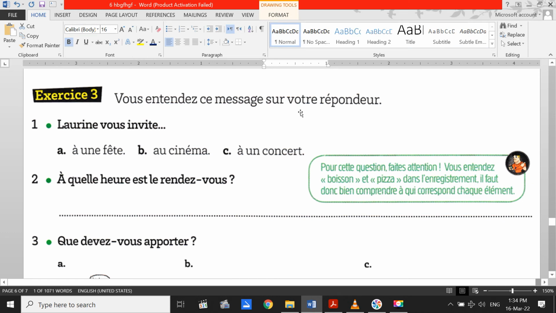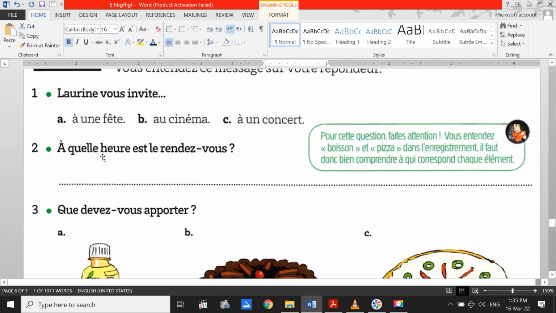Vous entendez ce message sur votre répondeur. Laurine, the name of a girl, vous invite, invites you, à une fête, to a party, and sometimes it can be Eid, au cinéma, or en concert. Concert, it's a musical party. À quelle heure, at what time, et le rendez-vous. Rendez-vous means the appointment of that party.